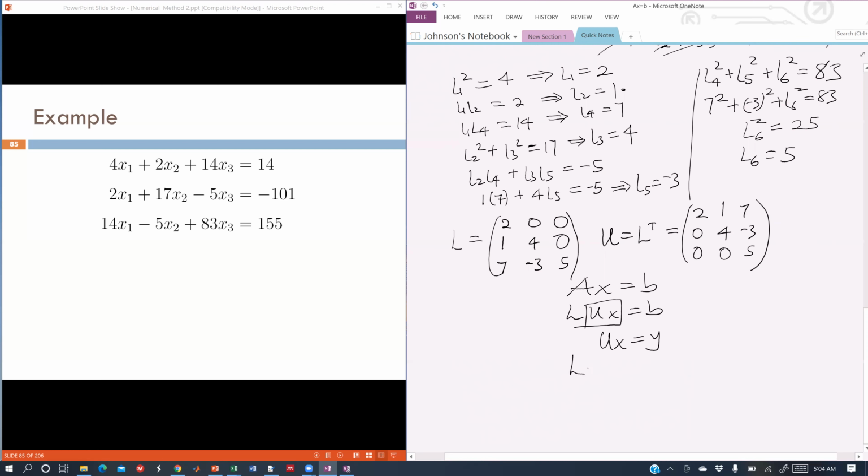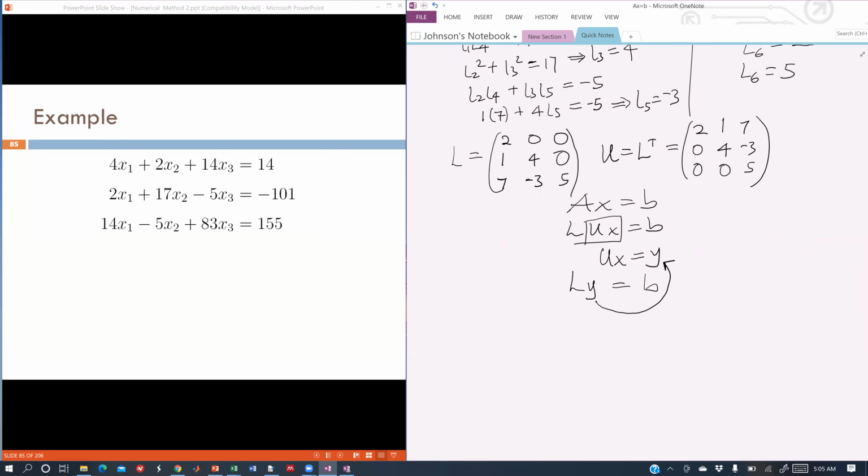So we're going to solve Ly is equal to B. And when we get the answers to Y, we come here and solve Ux is equal to Y. So first of all, let's solve Ly is equal to B, where my Y is a vector of the same length as X.